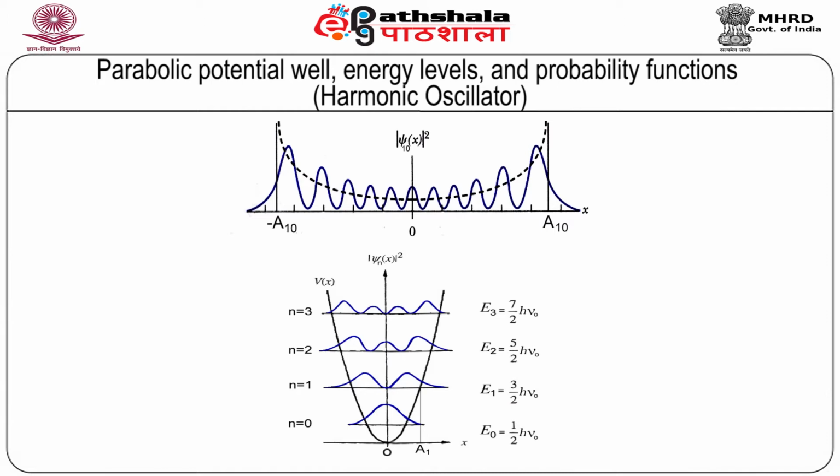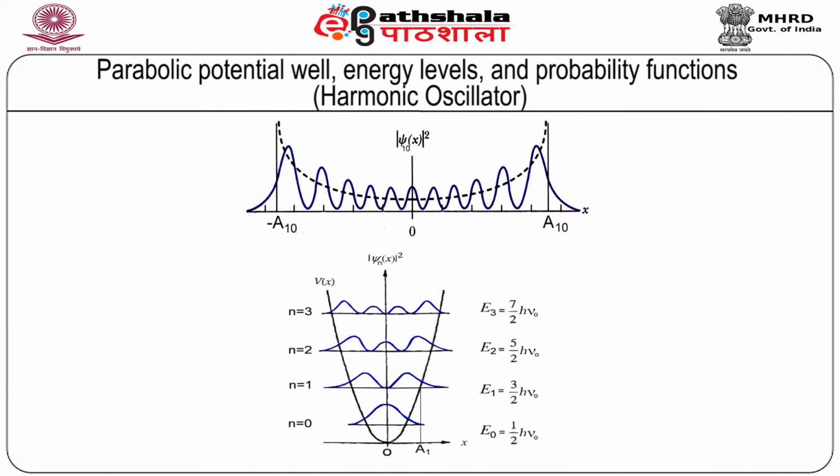And finally, this is n equal to 3, but supposing you plot the same probability function for n equal to 10, then what do you get? Then you get a probability curve like this. The feature is the same. You have multiple bumps, and the heights of these bumps are more than the heights of the bumps towards the center. So the probability function will look like this.